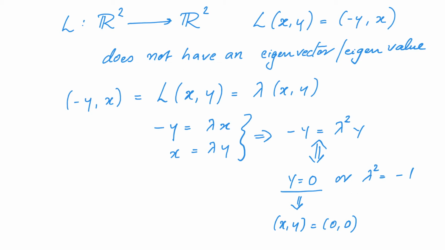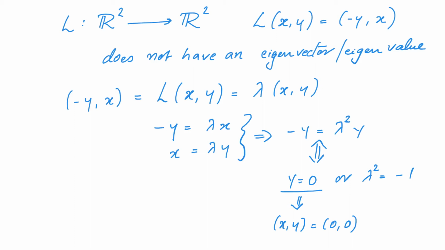However, we know that there does not exist any such real number. Thus, our linear map L does not have an eigenvector or eigenvalue. This is another way of looking at the same fact. Further notice that the obstruction was to the existence of eigenvalue actually, and therefore from now on we will talk about existence of eigenvalue.